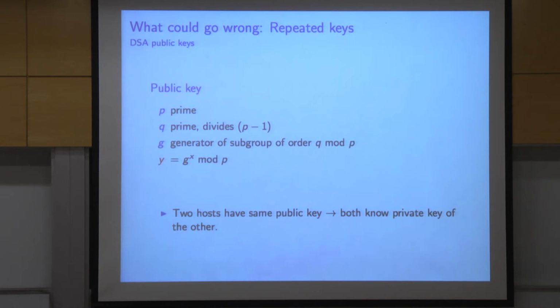We also saw a large number of DSA keys in practice. So what could happen with DSA? Well, remember that DSA is basically based off of discrete logs. So our public key is some g to the x mod p, where x is the private key that should be secret. So again, if two hosts share exactly the same public key, they both know the private key of the other, assuming they have the same domain parameters and the same y.